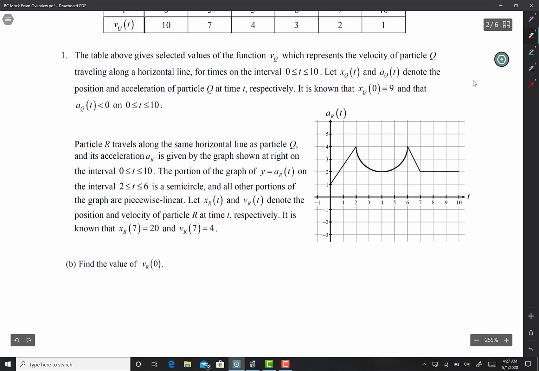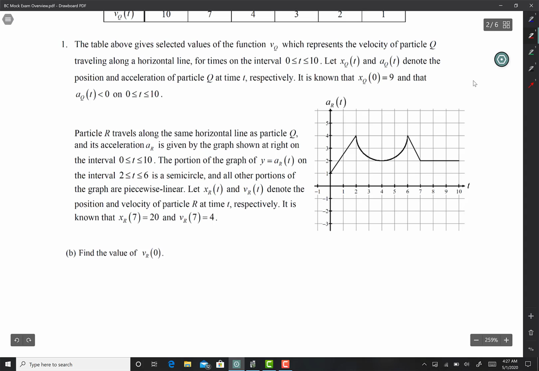Find the value V_R of 0. So I'm looking at this, guys. So I'm going to have to find the area under the curve. Actually, maybe not. Let's see. Yeah, I am, because they give me, what do they give me? They give me the velocity at time t equals 7. So I'm going to have to find the area between 0 and 7, which I already have the area between 0 and 6. So I just got to do just that one little trapezoid.